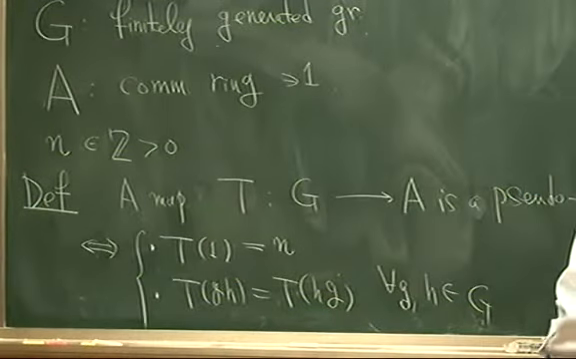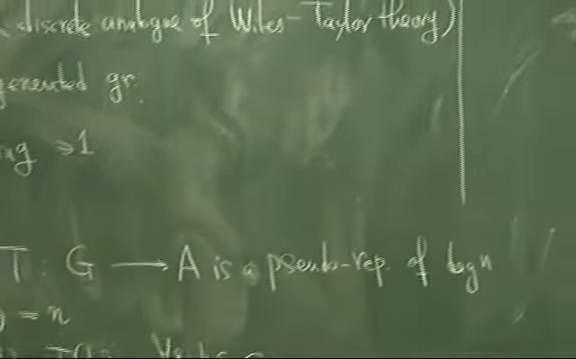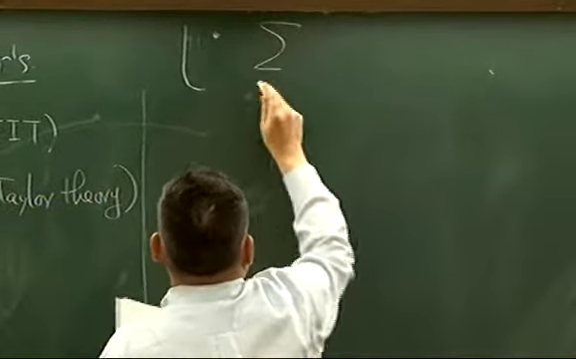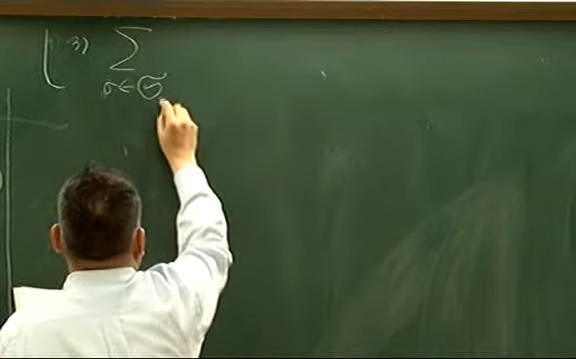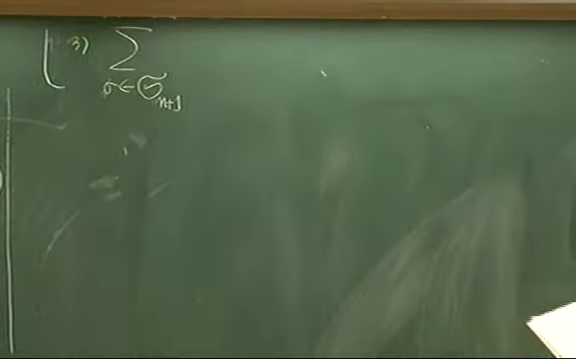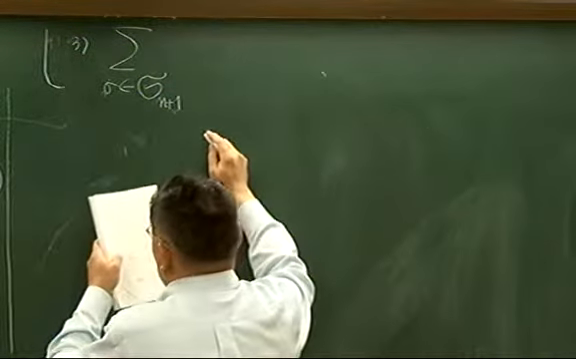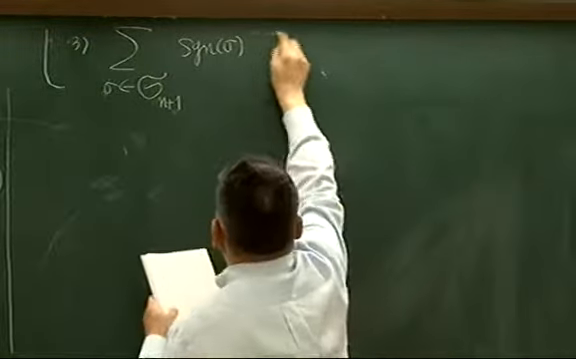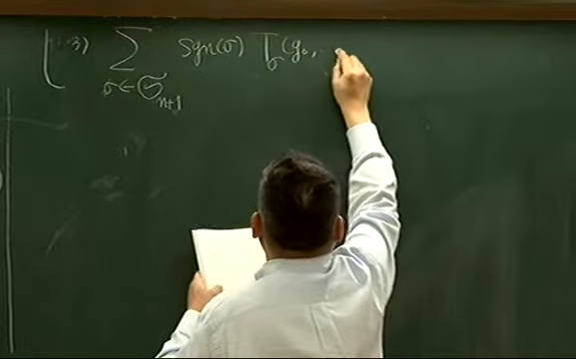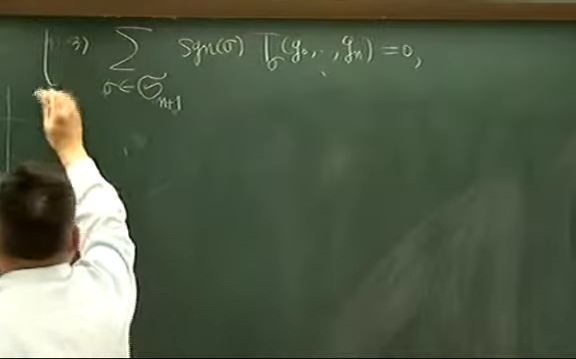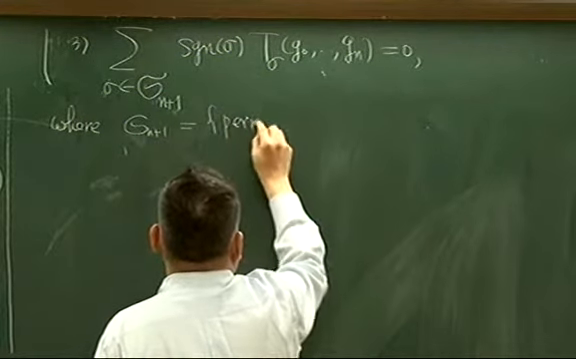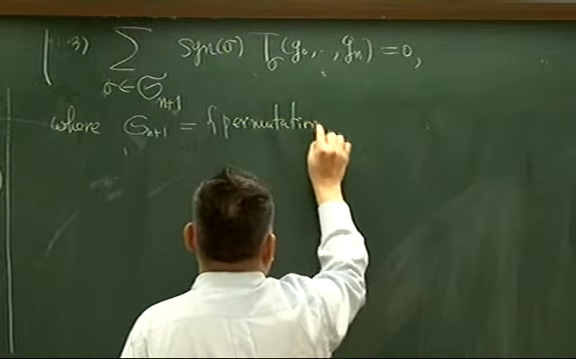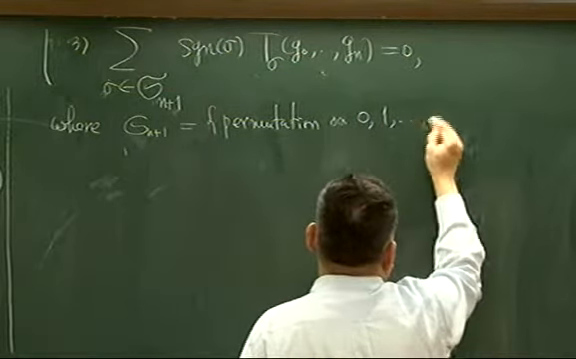The third one is a sum. This is the third condition, after 1 and 2. The third condition is a sum over sigma in the symmetric group on n plus 1 letters, of the signature of sigma times T sigma of g_0, ..., g_n, equals 0. I will define this soon. Here sigma is a permutation in the symmetric group on the n plus 1 letters 0, 1 to n.